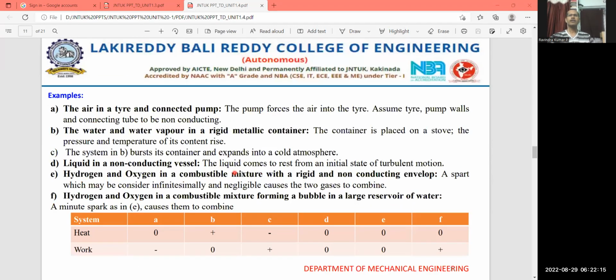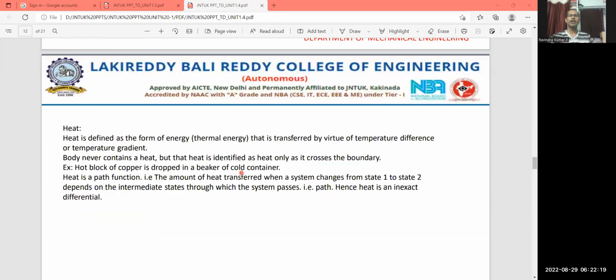Next, some examples. When we discuss heat and work, normally heat is defined as a form of energy, or you can call it thermal energy, that is transferred by virtue of a temperature difference or temperature gradient. So a body never contains heat, but heat is identified when it crosses the system boundary.